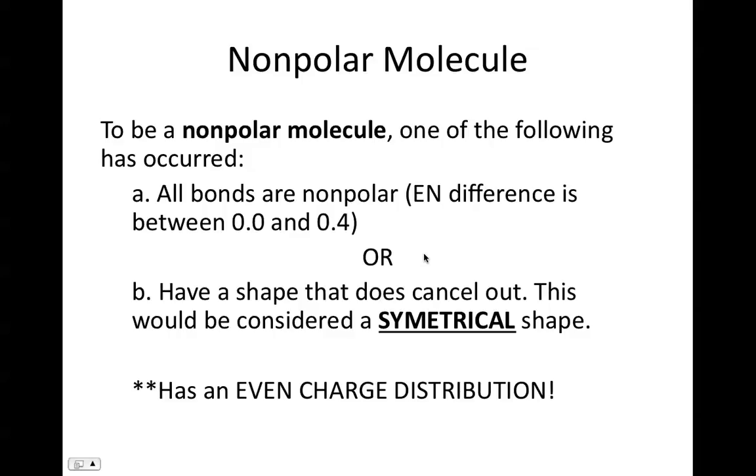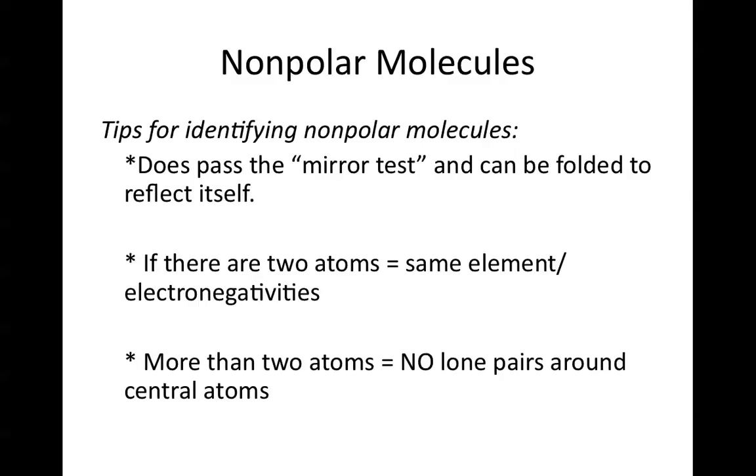Now, to determine a nonpolar molecule, one of the following two has to occur, but not both. All the bonds have to be nonpolar, which means they have an electronegativity difference between 0 and 0.4, or we could have a shape that does cancel out, meaning a symmetrical shape. Nonpolar molecules will always have an even charge distribution. A couple of things for identifying a nonpolar molecule: it should pass the mirror test, which means we can draw at least two lines of symmetry. If there are two atoms, they're going to be the same element or have the same electronegativities. And if we have more than two atoms, we're not going to find any lone pairs around the central atom.